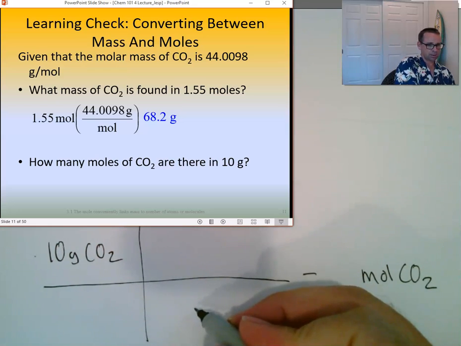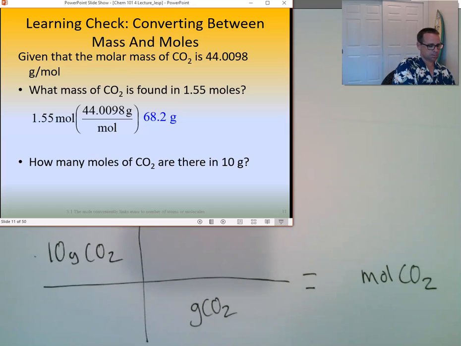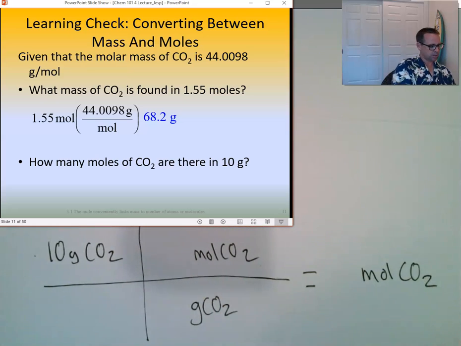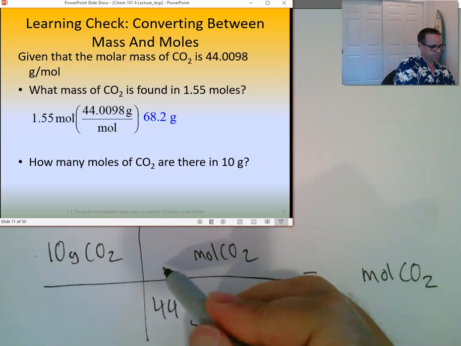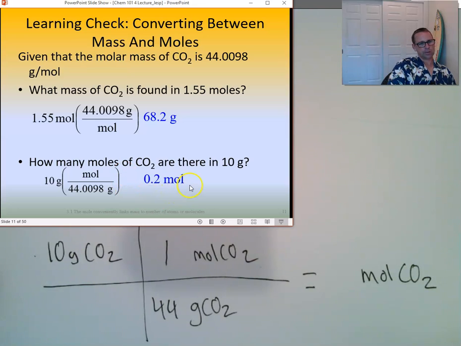And then what has to go down here? Grams of carbon dioxide. Very good. And up here? Moles of carbon dioxide. All right, so what are my values that go in here? 44 on the bottom. Very good. And 1 mole there. So 10 divided by our 44, that should be our answer, which is 0.2 moles. Very good.